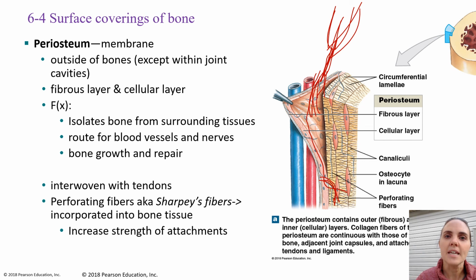Those fibers coming in get cemented into these circumferential lamellae. They're basically stuck within those layers of the lamellae by the osteoblasts within that cellular layer of the periosteum, which cement them into there. So that provides an increased strength of attachment.